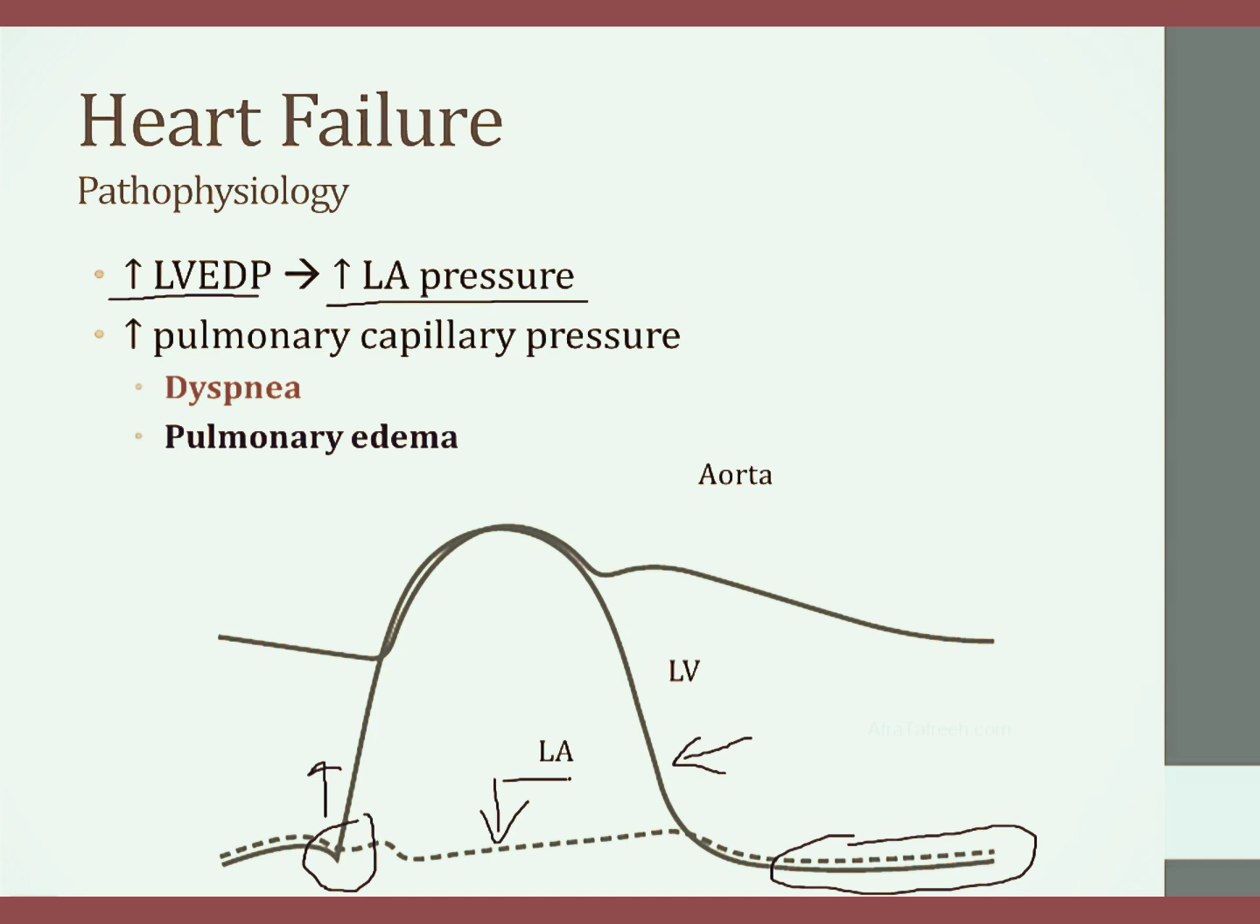So in other words, when one chamber begins to fail and the pressure goes up, that leads to failure and rising pressures in the chamber that comes before it. That means that once the left atrial pressure begins to rise, the pulmonary capillary pressures can begin to rise. And that can lead to two of the hallmark symptoms of heart failure, which are dyspnea and pulmonary edema.